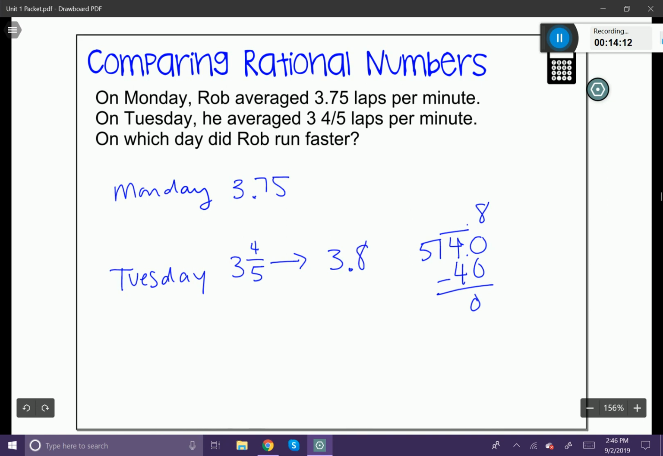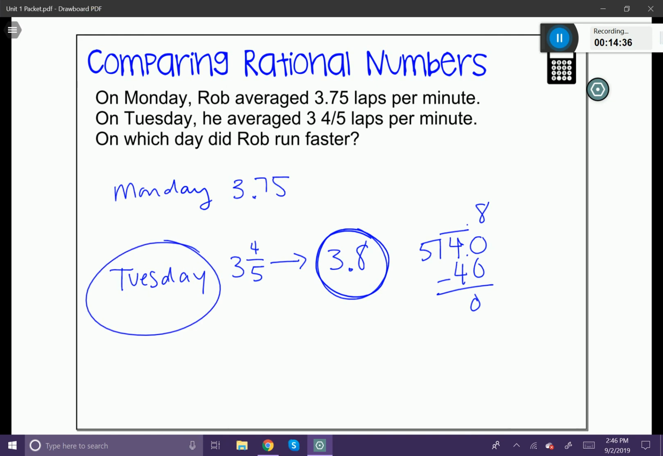So looking at these two, it's asking the average number of laps per minute. You can see that he's slightly bigger, has a bigger average on Tuesday than he does on Monday. Not by much, but it is, if you answer the question, on which day did Rob run faster? Well, he ran faster on Tuesday. All right, that brings us to the end of our lesson on comparing and ordering rational numbers.